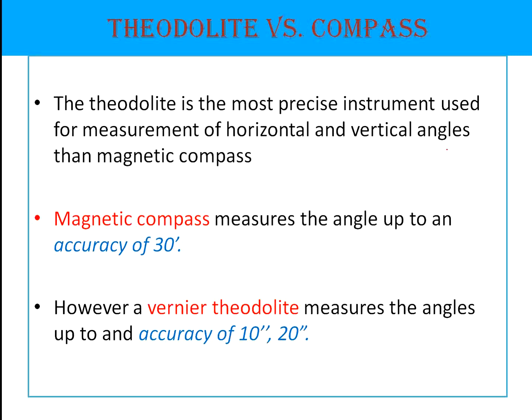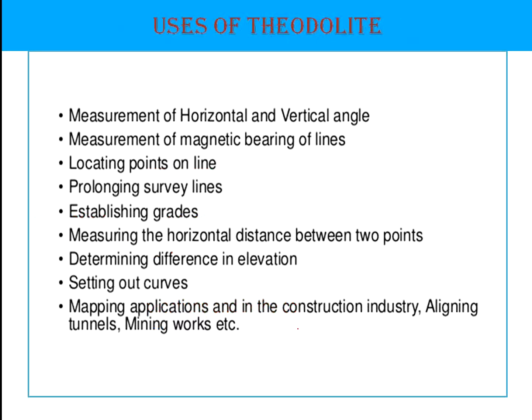Now, what is the advantage of the theodolite over an ordinary compass? Theodolite is one of the most precise instruments used for measurement of horizontal and vertical angles compared to the magnetic compass. By using a magnetic compass, we are able to achieve an accuracy of 30 minutes. In that case, a vernier theodolite will give an accuracy of up to 10 seconds or 20 seconds depending upon the size of the theodolite that we use.